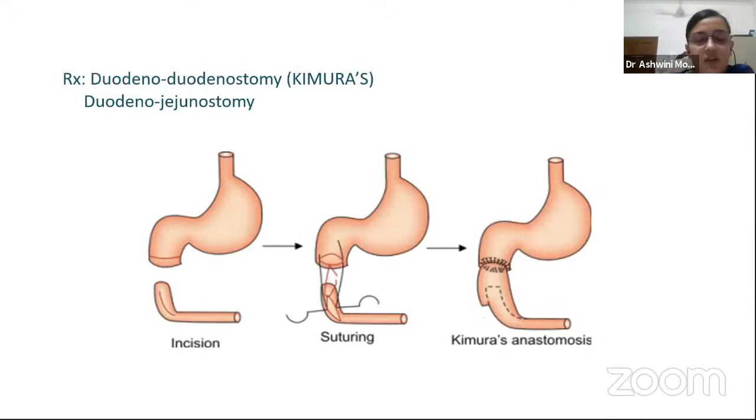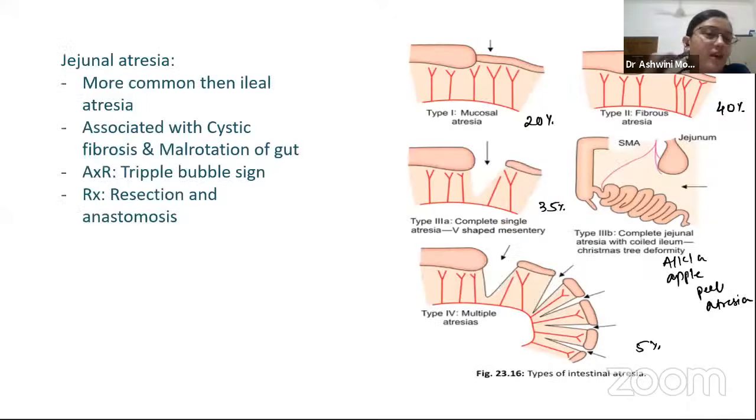This was about the duodenal atresia. Now, if the distal part or jejunum is involved, then it will be jejunal atresia. It is more common than ileal atresia, associated with cystic fibrosis again, and malrotation of gut is also seen in a few babies. In this case, you will be able to see the triple bubble sign. One in the stomach, one in the duodenum, one in the jejunum. Distal to the jejunum, there won't be any bubble. So it will be the triple bubble sign here. So again, what will be the treatment? We have to resect the part which is obstructed, and we have to anastomose the bowel.